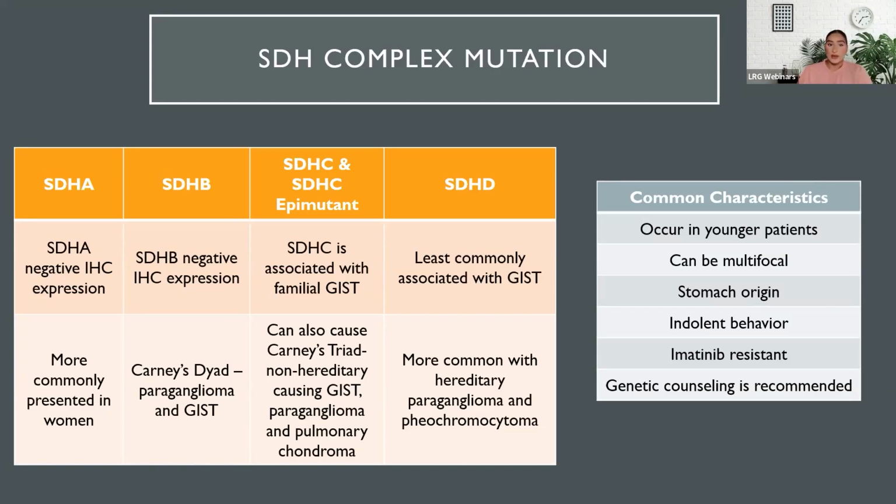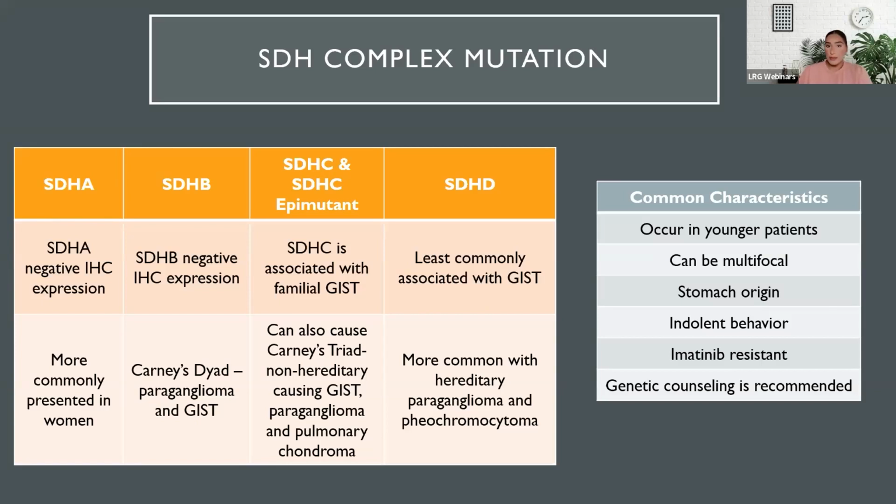SDHC is the last of the SDH complex, and this is least commonly associated with GIST, and it's more common with hereditary paraganglioma or pheochromocytoma. Some common characteristics in SDH deficient patients are that it commonly occurs in younger patients. They can be multifocal and typically in the stomach origin.